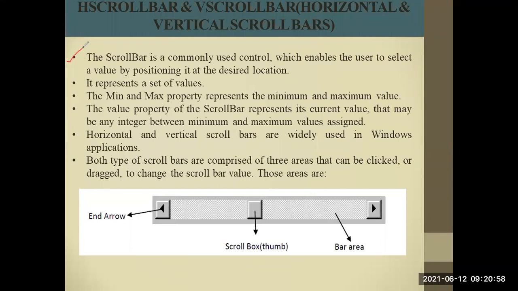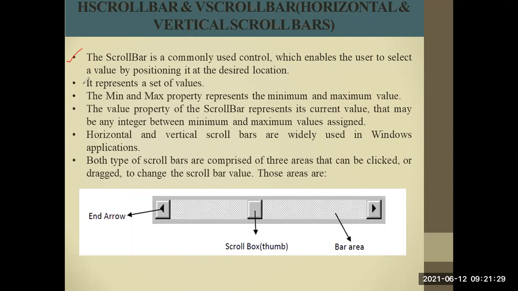Now let's understand the meaning or need of the scroll bar. The scroll bar is a commonly used control which enables the user to select a value by placing it in a desired location. So it is a control which helps the user select an option or a value by placing the scroll bar at a proper position.